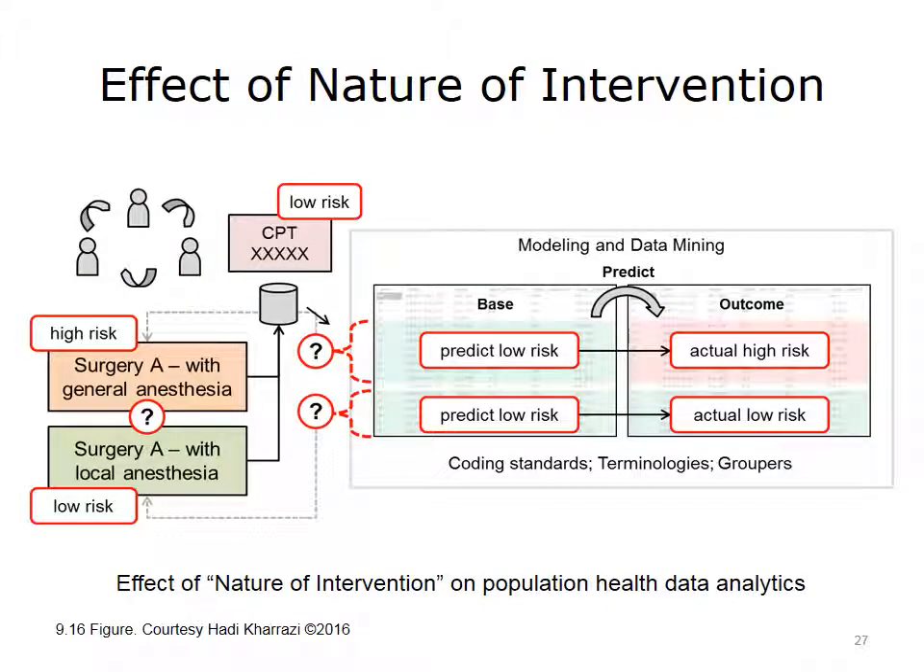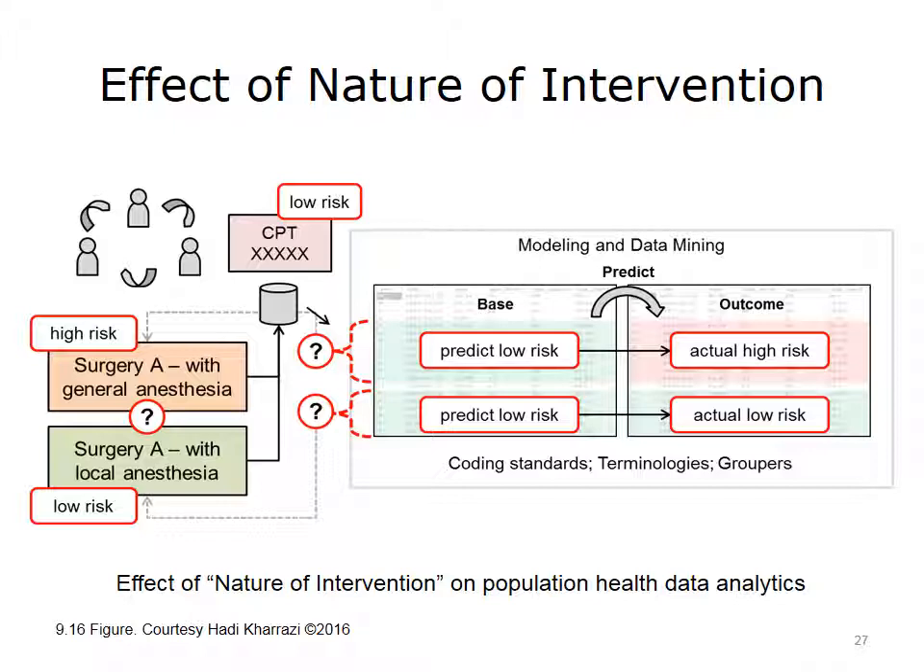This diagram shows the effect of nature of intervention and lack of coding representation of such variations on population health analytics. On the left side of the diagram, two different interventions are shown. One of the interventions involves a special type of anesthesia, while the other does not. These two types of interventions carry different risks for various outcomes. However, both interventions are encoded in the same way.